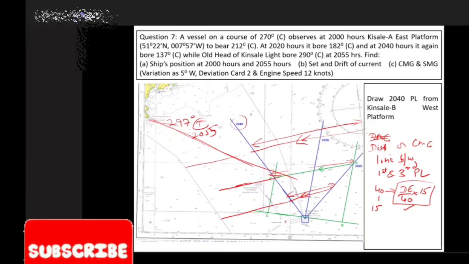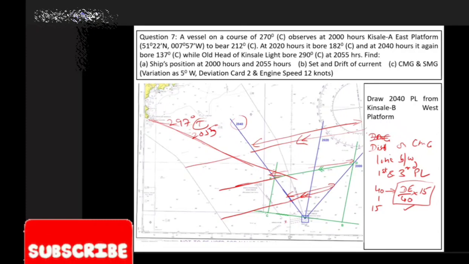So we can't call it distance made good because distance made good will depend on the ship's position, right? But this CMG may vary, sir. Depends. Yes, I've already drawn 3 CMGs and told you it will vary. Otherwise, why did I have to draw the 3 CMGs?